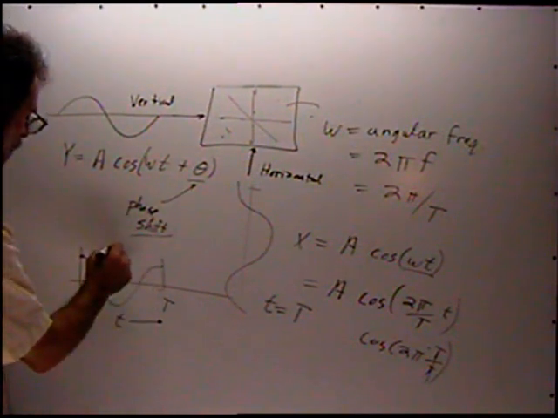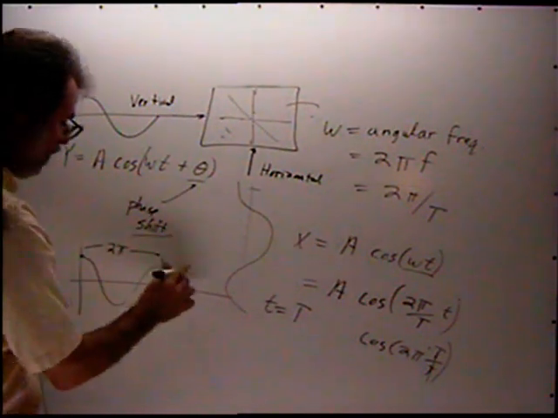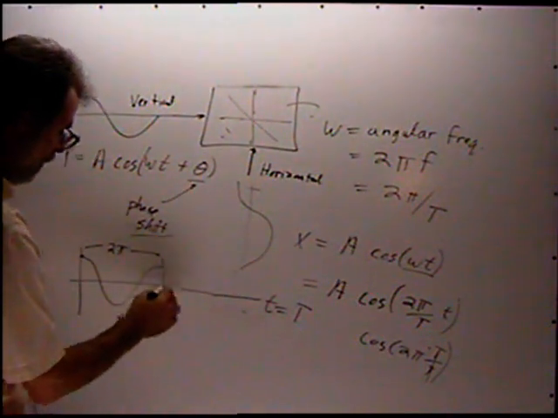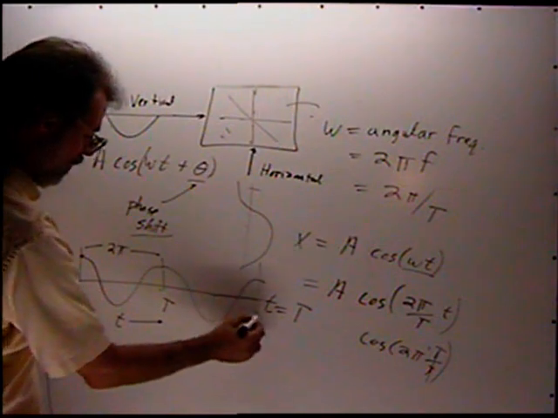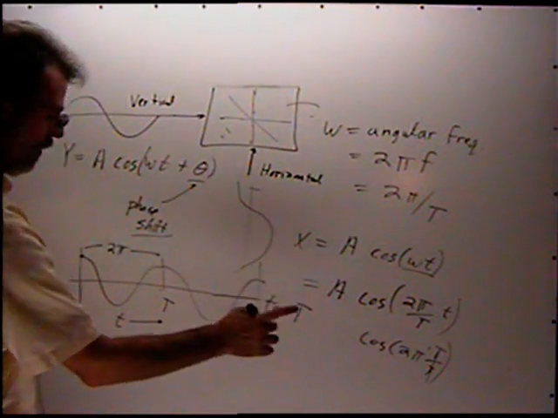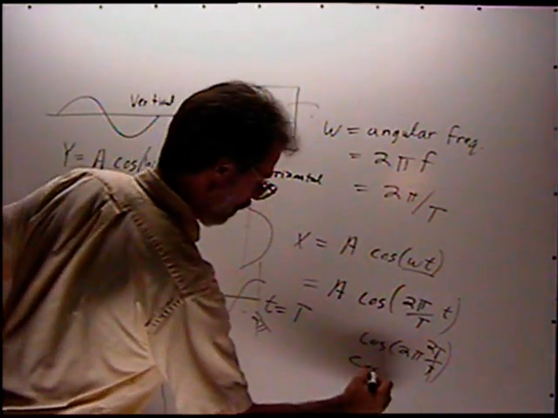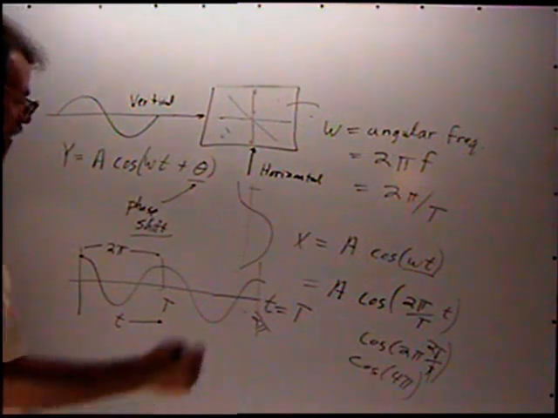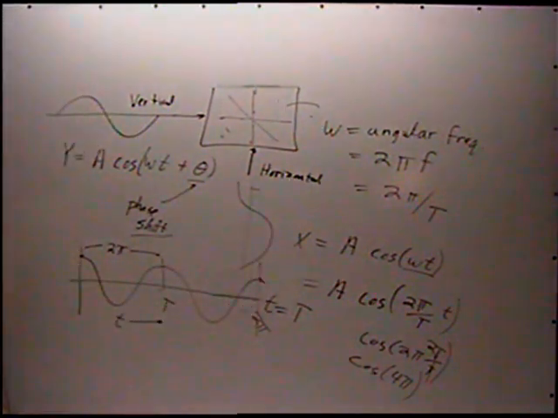This is from an angular point of view. This is 2 pi radians from here to here. The next, okay, if time continues, this will be 2t. And if this is a 2t, then what we have is the cosine of 4 pi, which is the same thing as the cosine of 2 pi, and we're back up to here. So you can kind of see how this goes.